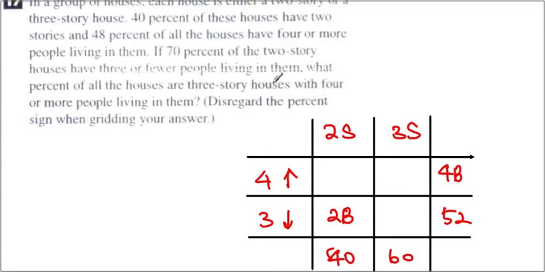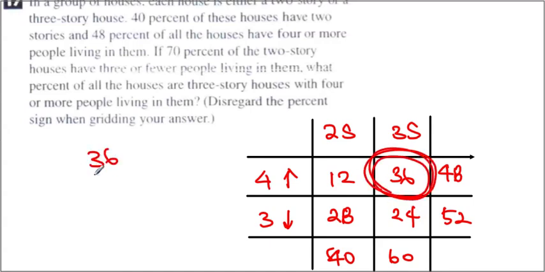Okay, what does that tell us? A whole bunch. Through this one, we get to figure out the rest of them here. Since this is 28, the other one must be 12. Since this is 12, this must be 36 to add up to 48. Now, since this is 36, this would be equal to 24. Now, what percent of all houses are 3-story houses with 4 or more people living in them, which will be right over here? The answer is 36%.